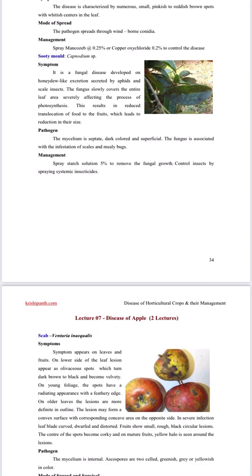Pathogen: the mycelium is septate, dark colored, and superficial. The fungus is associated with the infestation of scales and mealy bugs. Management: it is compulsory to spray starch solution 5% to remove the fungal growth, and to control the insects by spraying a systemic insecticide. That means when the chemical is applied to the whole plant, it removes the fungal growth.